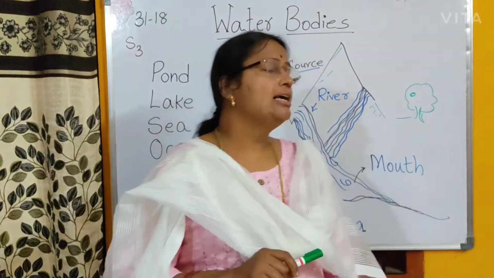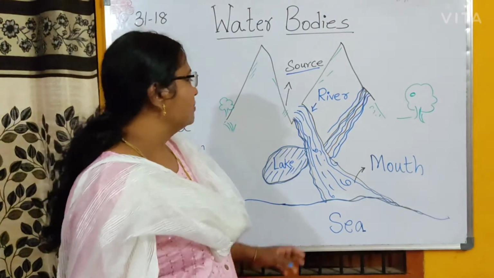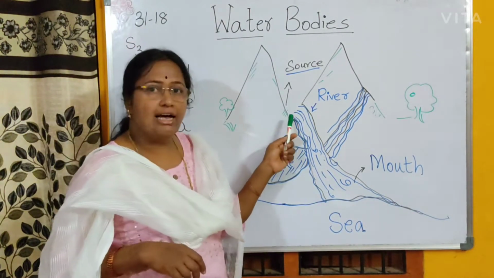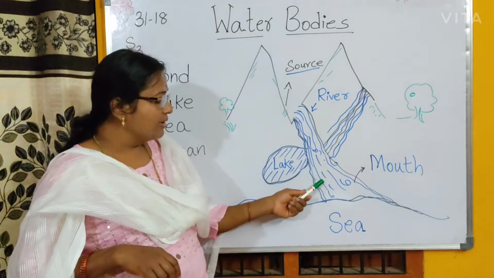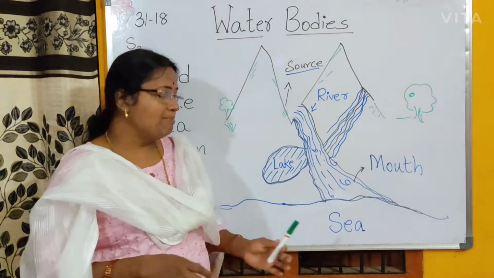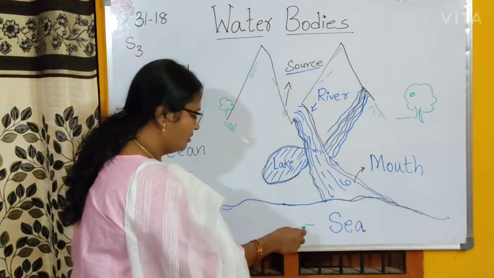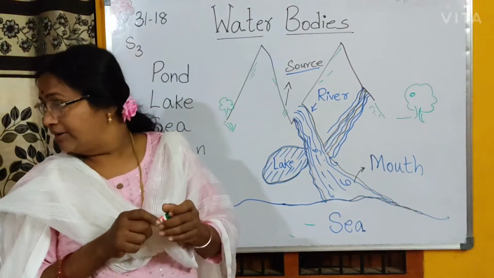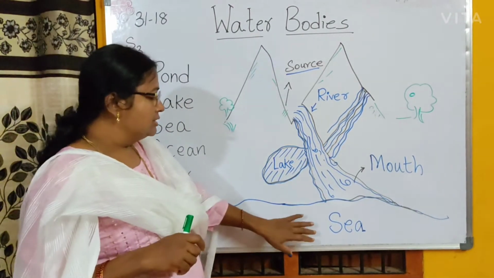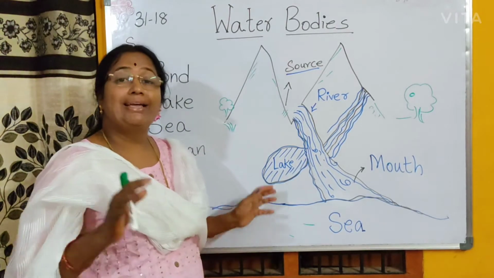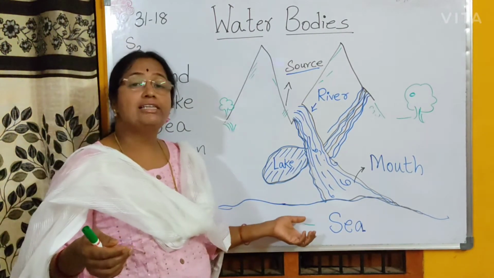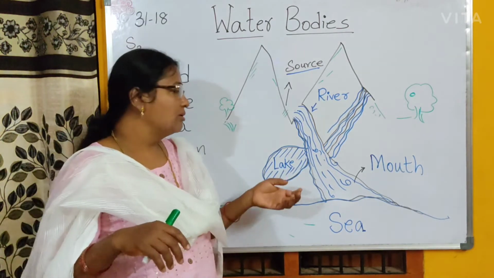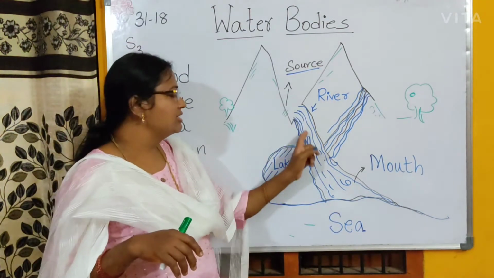Let us learn something about the sea. See, here the rivers are flowing. Sea is a very big water body, it's green in color. After the sea, the ocean is the biggest. So the sea is one of the very biggest water bodies. It is fed by the rivers.